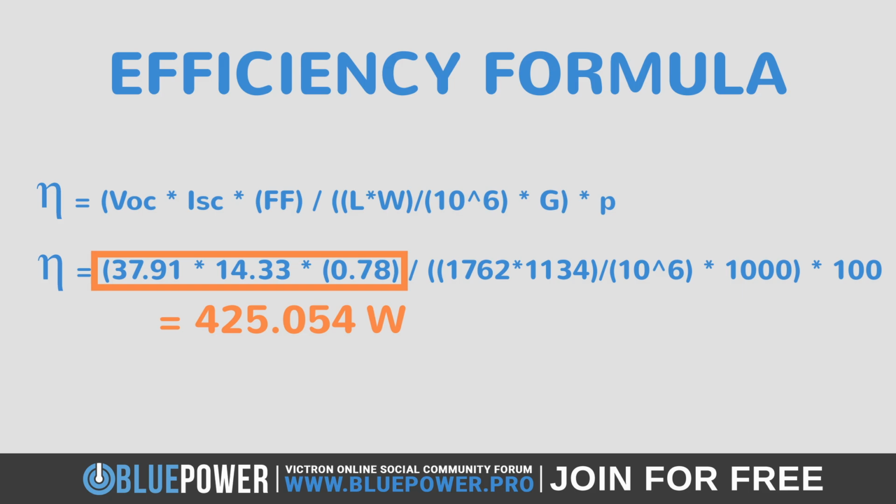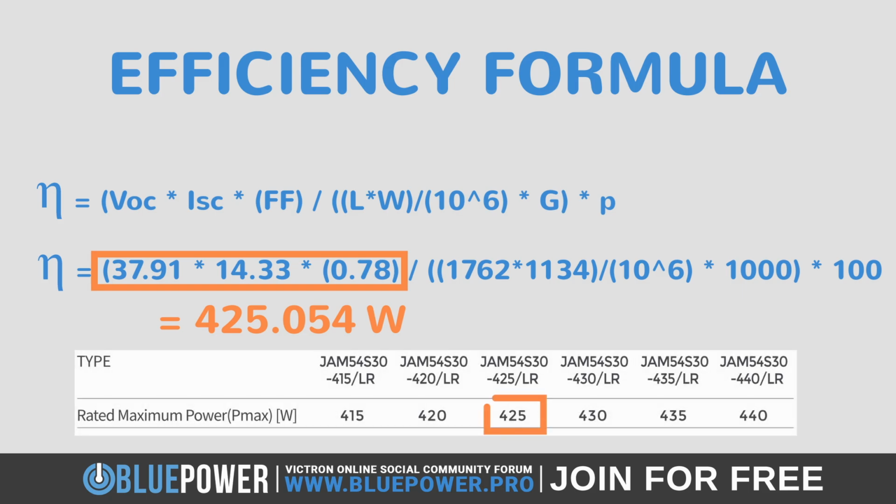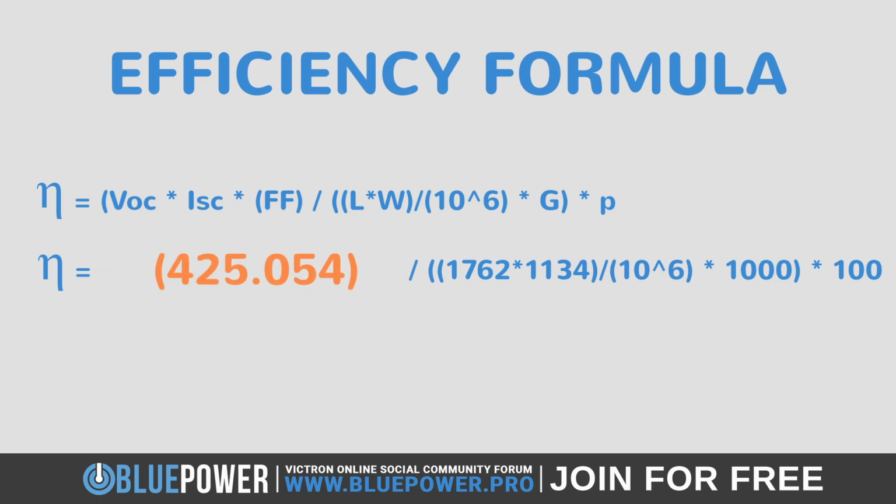Now, you might or might not be amazed to see that this is in fact the same value as the solar module's 425 watt Pmax output stated on the spec sheet. Therefore, our numerator is in fact the Pmax. Cool, right? With this now solved, we can update our efficiency formula to look like this.